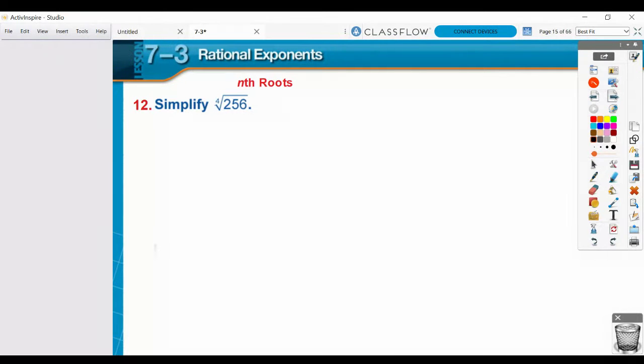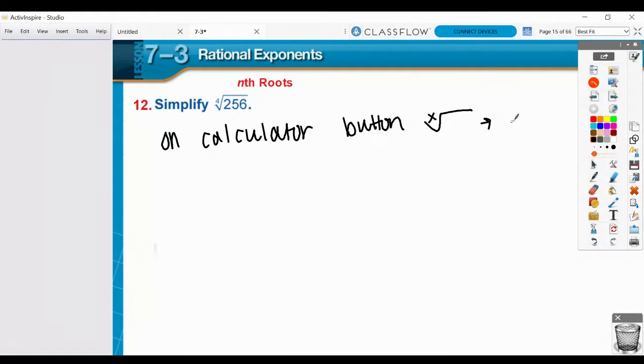If you look at this first example, we're simplifying the 4th root of 256. On your calculator, there is a button that looks like this. No, it doesn't have an N. It is above the caret button, and so you have to hit the second button.